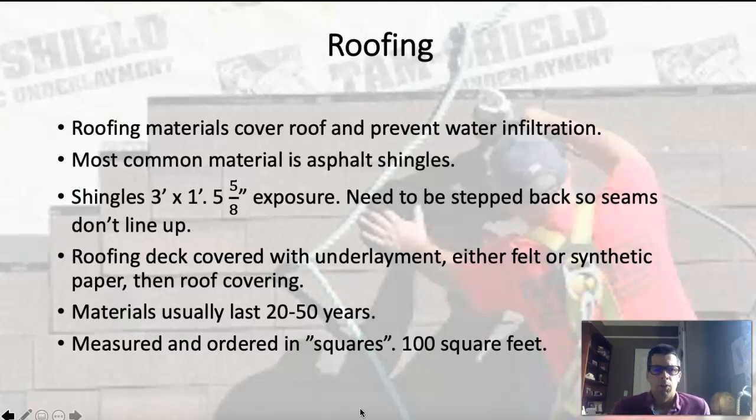The roofing deck, before whatever the covering is, is going to be covered with some sort of underlayment. Most kinds of roofing materials are going to either get felt paper or some sort of synthetic underlayment. If we're doing a torch down roof, that's going to get fiberglass base sheet. More on that later, but at any rate, that underlayment serves a couple different purposes, and we'll talk about those later. Most of the materials we are going to talk about are going to last 20 to 50 years, depending on what kind of material you buy.